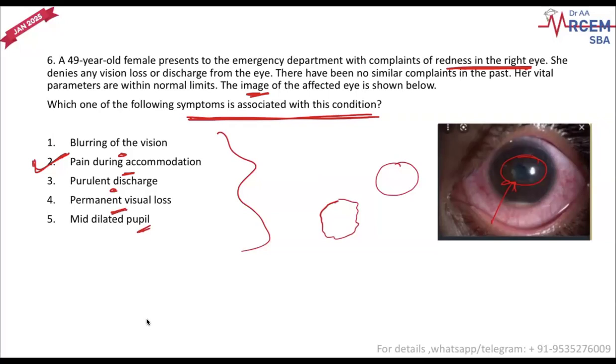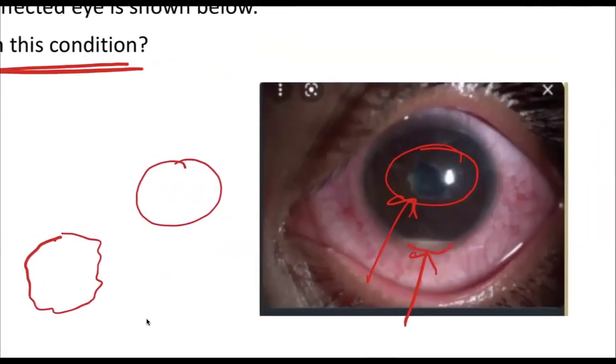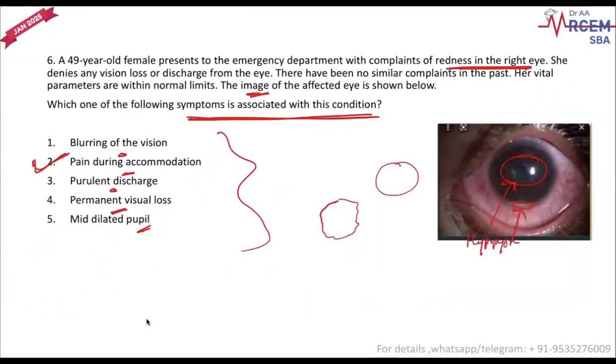Mid-dilated pupils are a classical feature of acute angle closure glaucoma. Along with it, you're seeing something here. What is this? This is nothing but pus that has accumulated here. This is known as hypopyon.